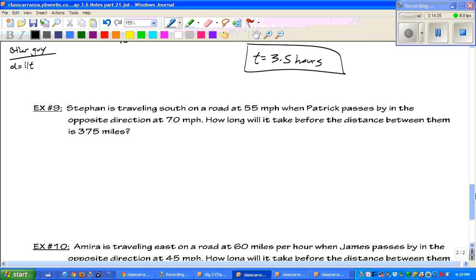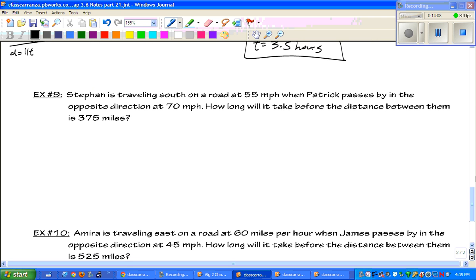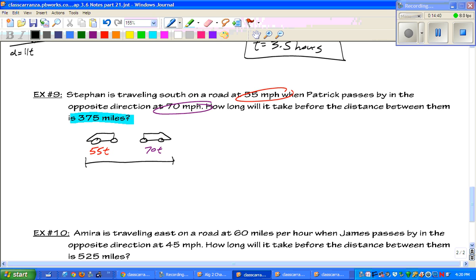All right, let's try another one. Stephen is traveling south on a road going 55 miles per hour when Patrick passes him up going the opposite direction going 70 miles. And they want to know when they're going to be 375 miles apart. So now we're talking about cars. Everyone gets to be driving minivans. So one's going 55, the other one's going 70. We want to know when their total distance is 375.